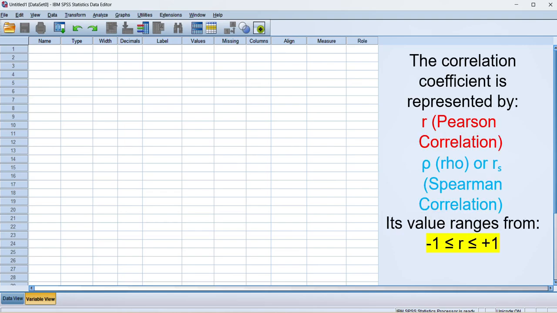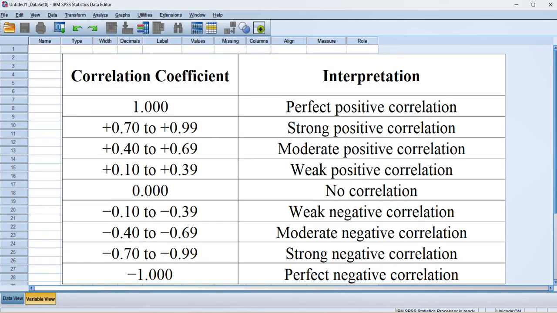The association is represented by small r in case of Pearson correlation and rho for Spearman correlation. The correlation value ranges from -1 to +1. On the basis of association, generally we divide correlation into three categories. Positive correlation when both variables increase or decrease. Negative correlation when one variable increases while the other decreases, and zero correlation, or you can say no correlation, when no relationship exists between the variables.